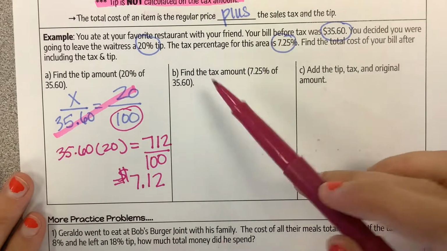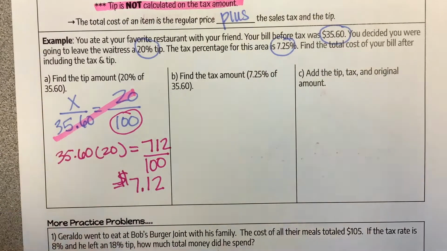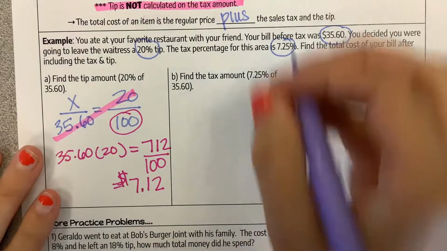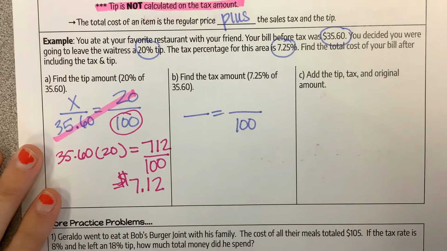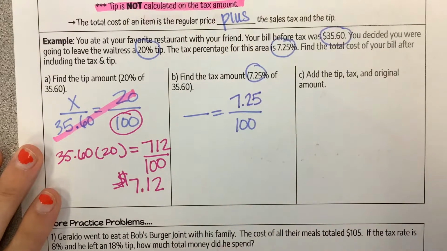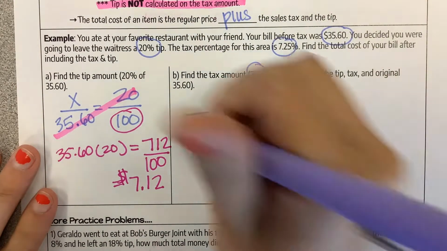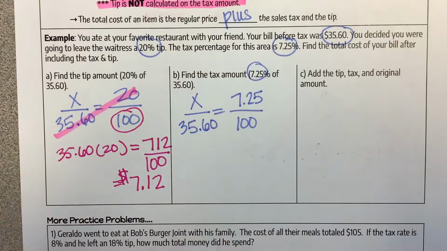Now, when we are finding the tax, I'm not adding on this tip to the original amount. I'm still doing it based on the $35.60. So I'm setting up my proportion. The tax amount is 7.25, so the percentage goes over 100. Our original amount is still $35.60. Let's solve for what the tax of that would be.